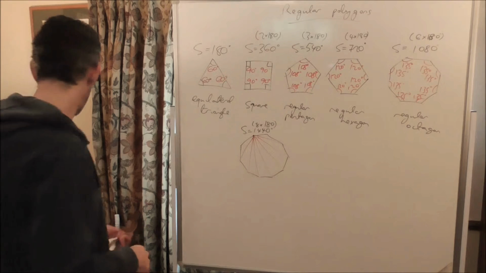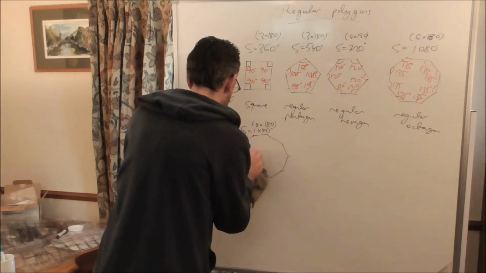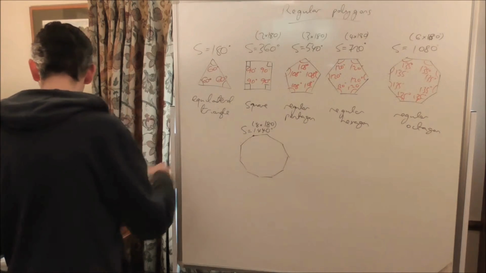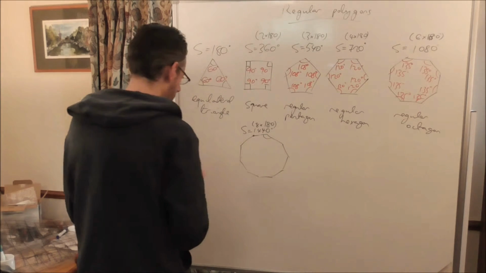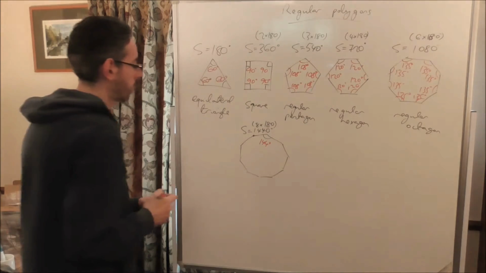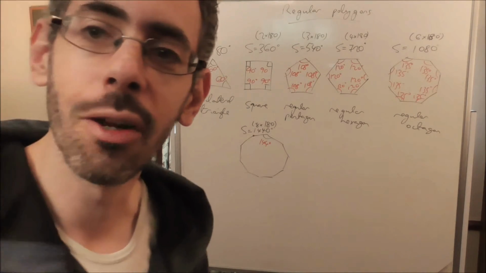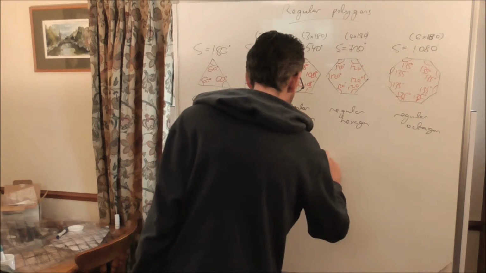Which means in a regular decagon, if I rub this out, each angle is going to be that divided by 10. So it's going to be 144 for each angle. So I'll just draw it once. I won't write it 10 times. But each angle is going to be 144 degrees. What about a dodecagon? That's got 12 sides. Imagine a regular dodecagon. Shall I have a go at drawing that? We'll give it a go.